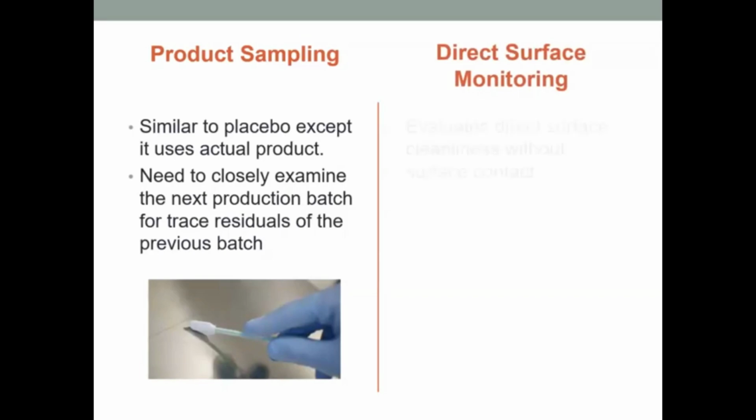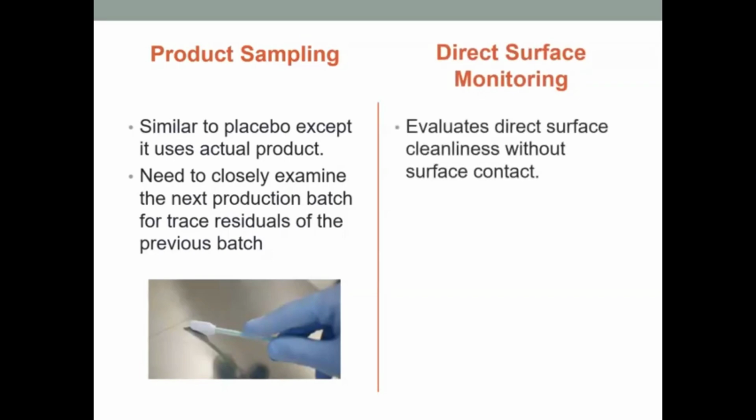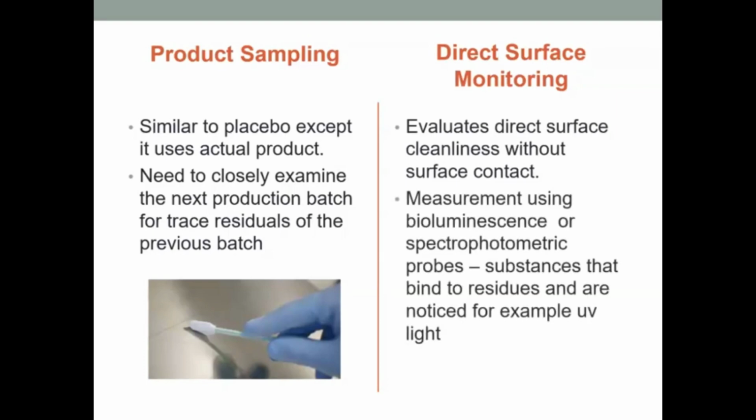Direct surface monitoring. Here we're going to evaluate the direct surface cleanliness without any surface contact, and that is done by using measurements of bioluminescence or spectrophotometric probes, substances that bind to residues and they're noticed, for example, in the UV light.